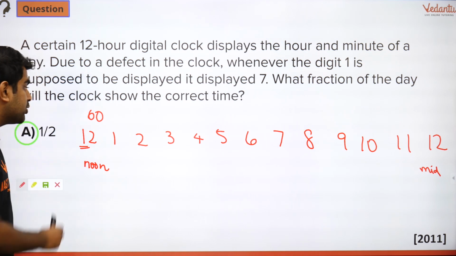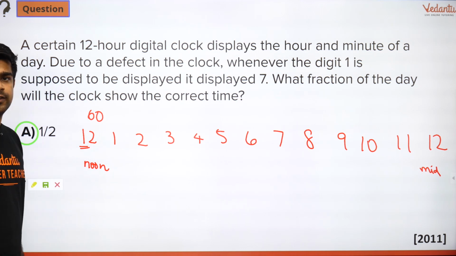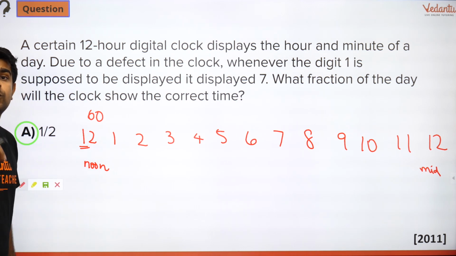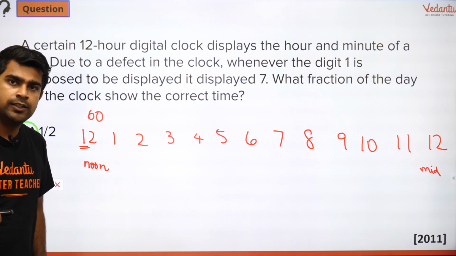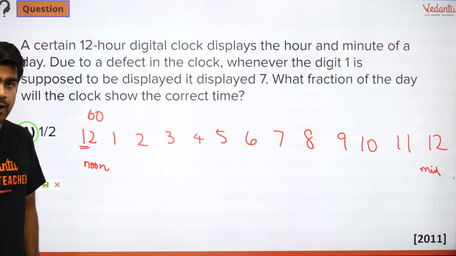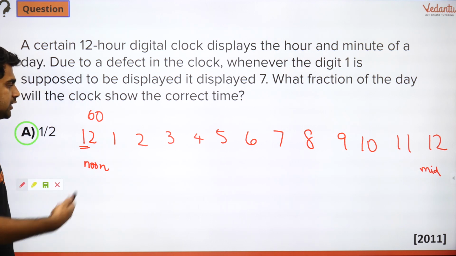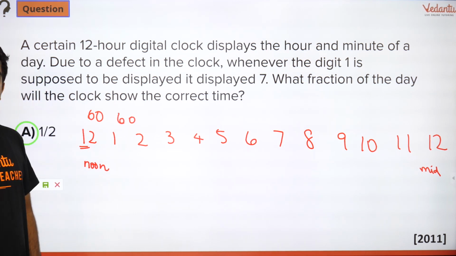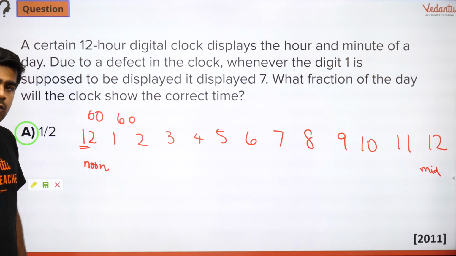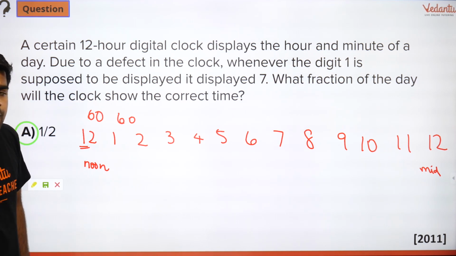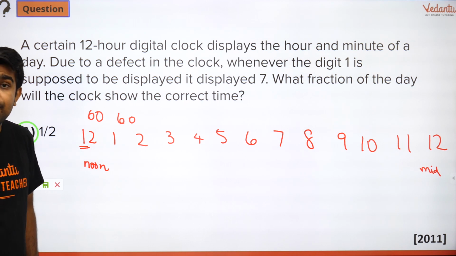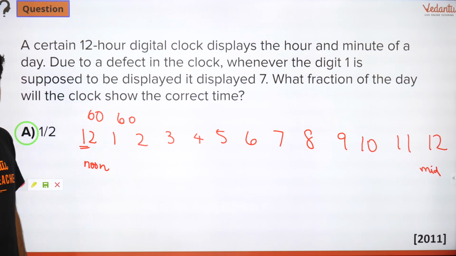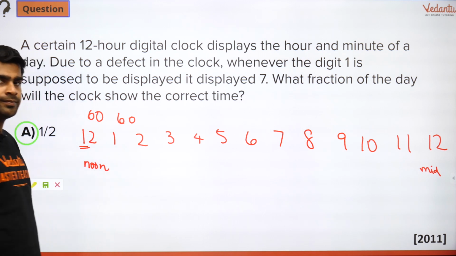So if it is wrong time, it's going to be wrong time for the entire 12 o'clock. Entire 12:01, 12:02, 12:03 till 12:59. So you have 60 minutes gone. Getting it? Similarly, between 1 to 2 also 60 minutes is gone, because from 1 o'clock till 1:59, you are going to have 1, and 1 is going to be displayed as 7. That is going to be wrong time. So again 60 minutes is gone.